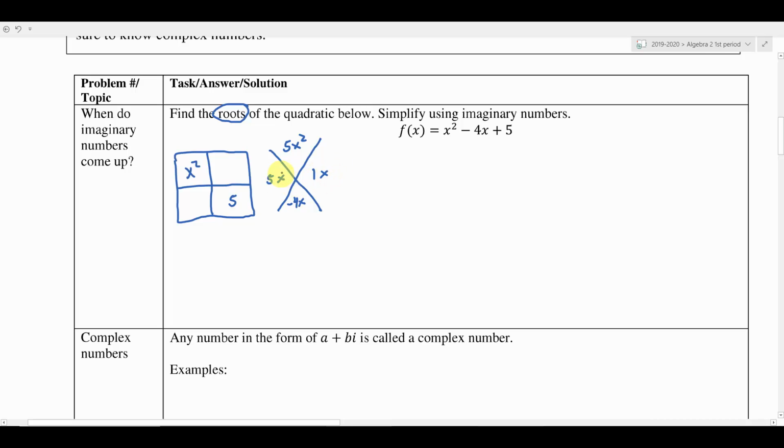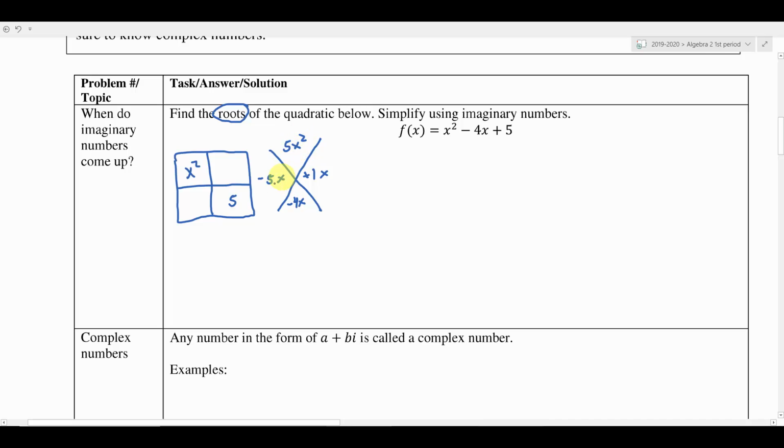Now, if I leave it just like this and I do 5 times 1, I get the 5, but 5 plus 1 gives me a 6, not a negative 4. So my other option might be to make these negative, right? If I made them both negative, well, negative 5 times negative 1 gives me the positive 5. But again, when I add these together, I don't get negative 4, I get negative 6. So then the other option would be to make one positive, one negative, right? If I make this one positive, well, negative 5 times positive 1 is a negative 5, but I needed a positive 5.